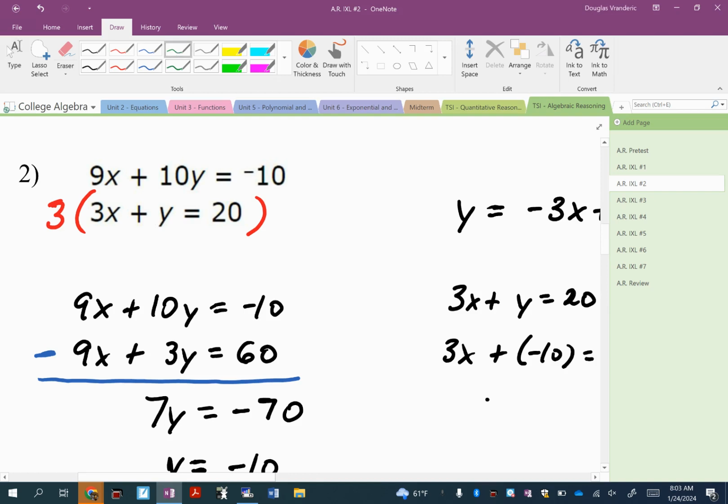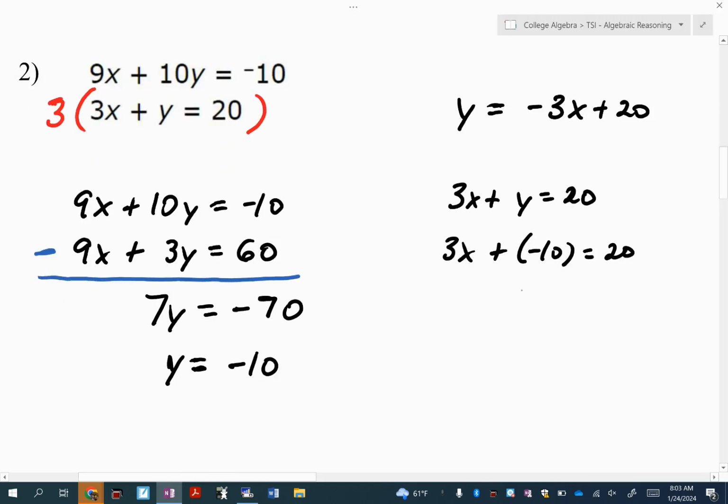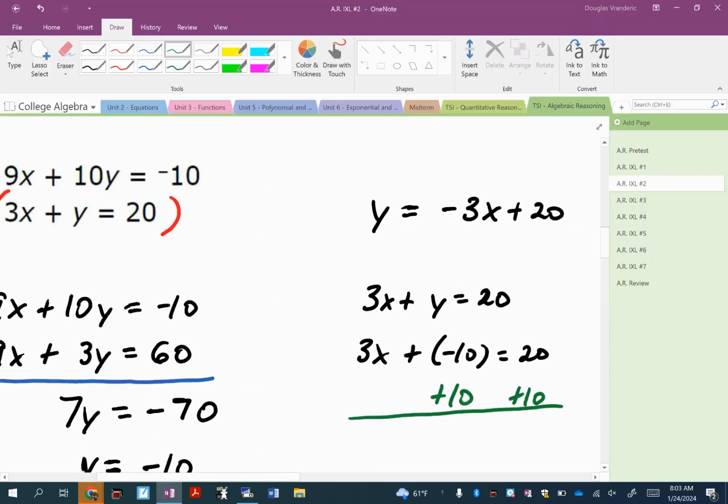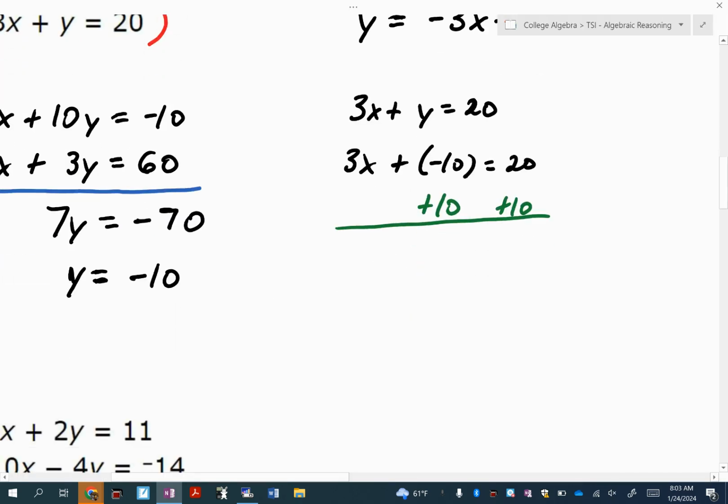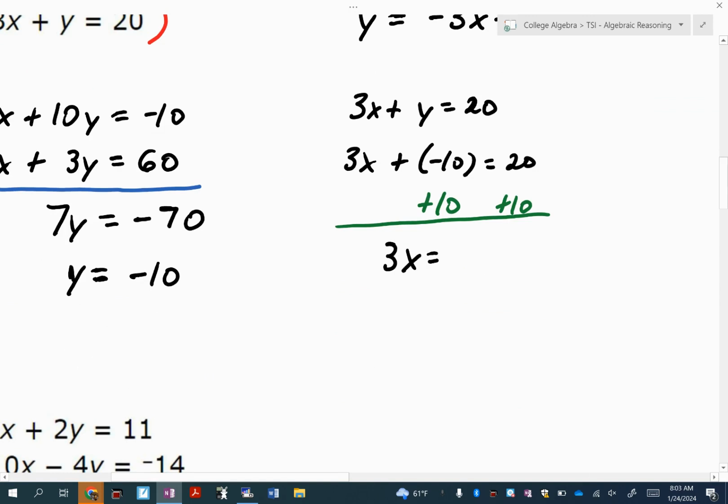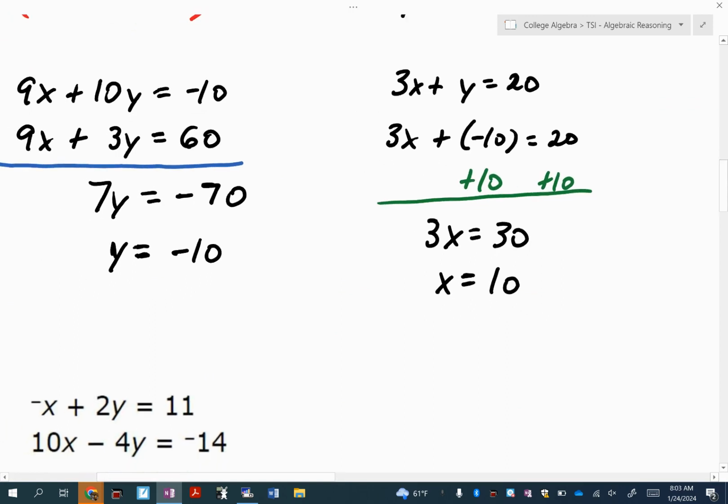Let's move that over with addition. So I have 3x equals, what's 20 plus 10? 30. So x equals +10. So my answer is 10, -10.